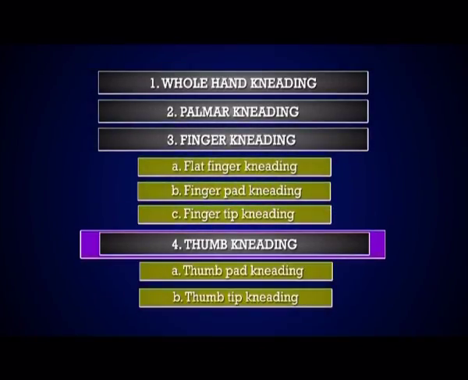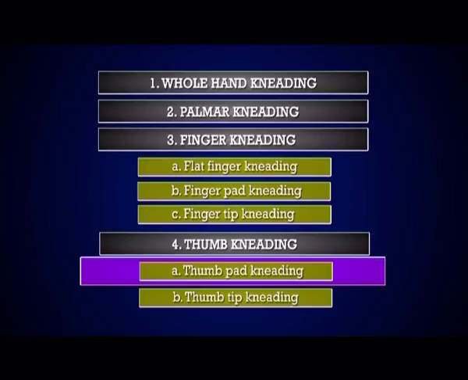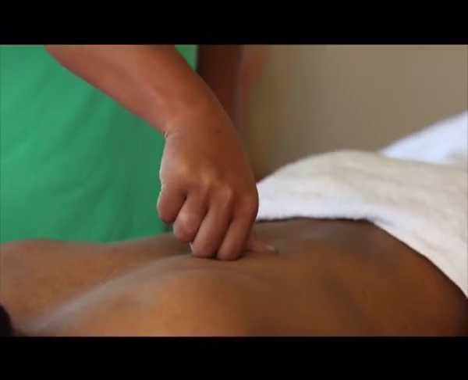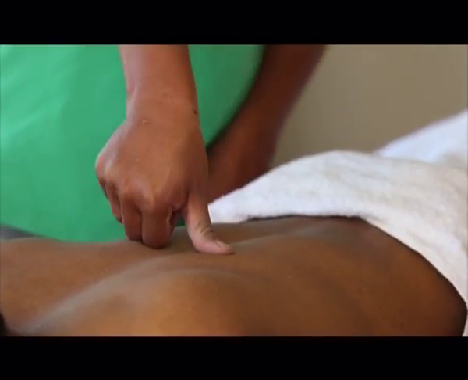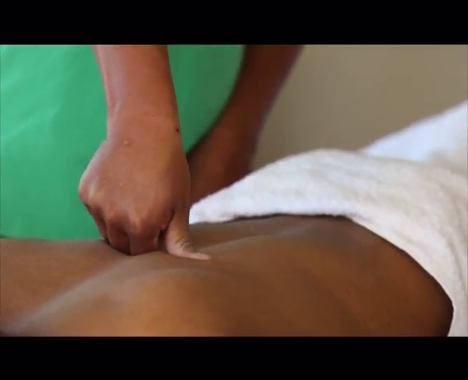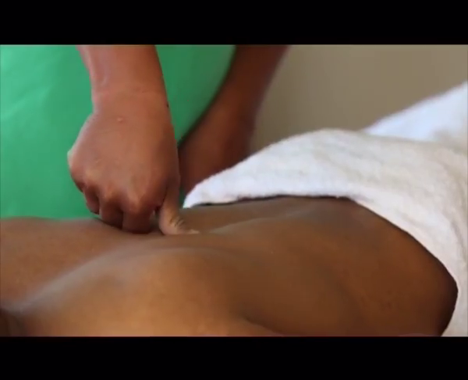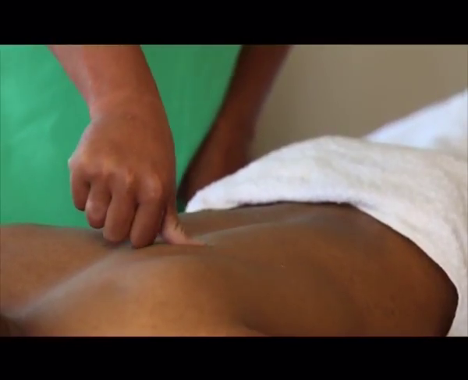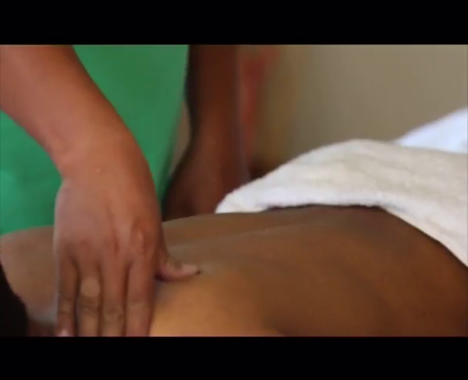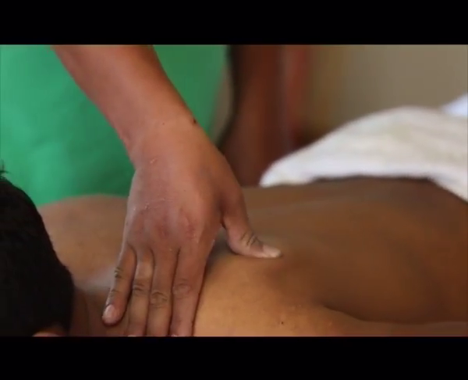In number 4, we have thumb kneading. In this, number A, thumb pad kneading. This is performed with the thumb pad. The size of the area to be treated dictates the amount of the pad which is in contact with the patient's skin. On larger areas, such as the forearm, back and the leg, the whole pad is used.